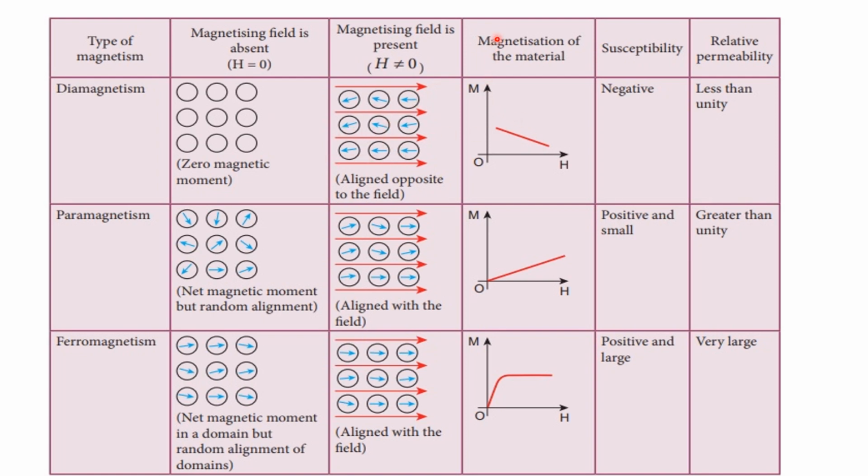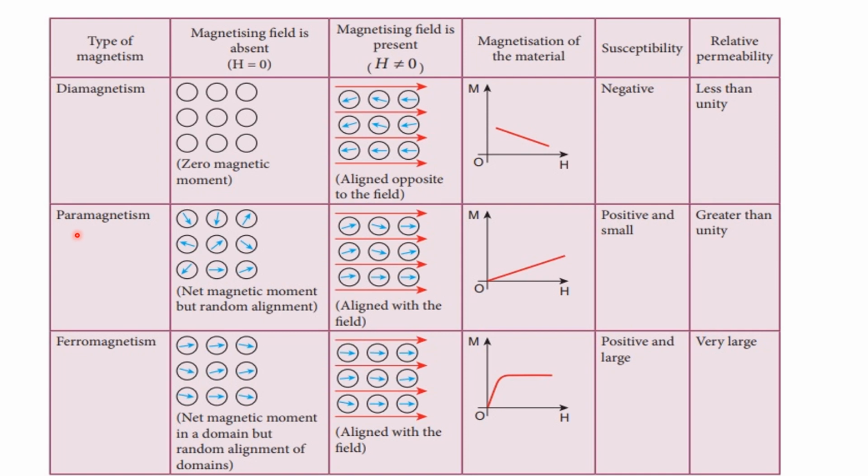Then for the magnetization of the material, when I draw the curve between M and H, intensity of magnetization and magnetic field intensity, you can see a negative slope there. So the susceptibility is negative. So chi is equal to M by H. When the curve has a negative slope, automatically the susceptibility is negative. Then relative permeability is less than 1.